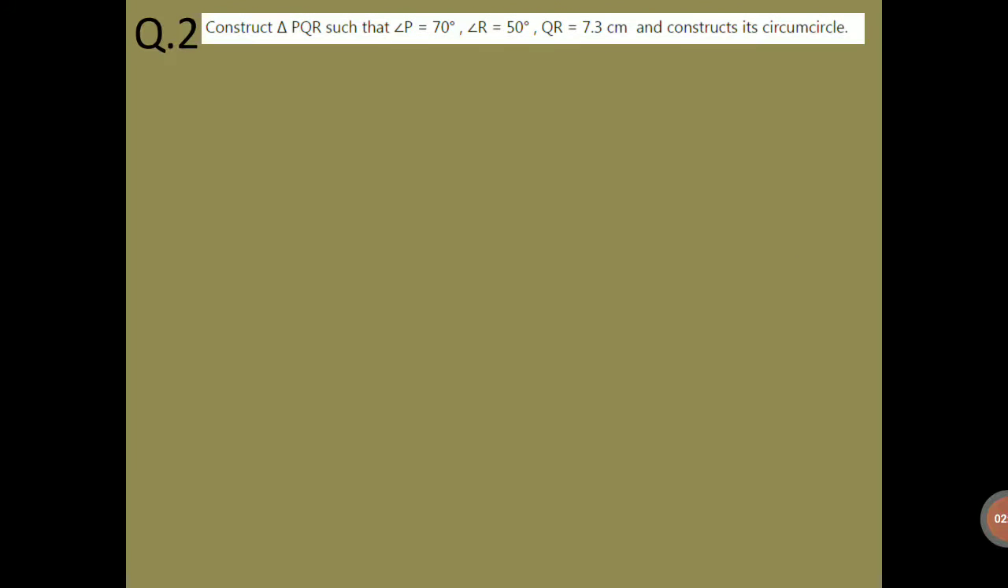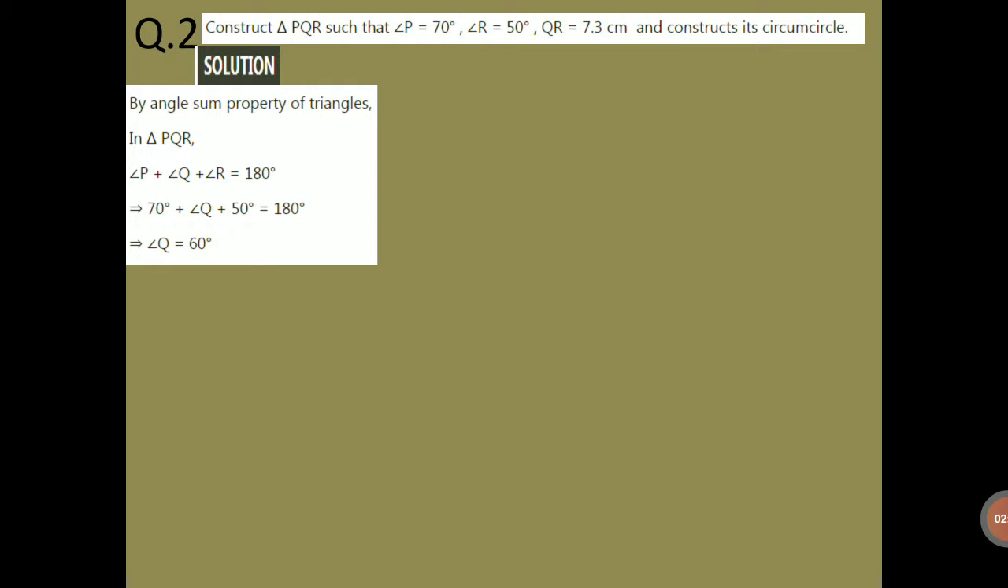Second question. Construct triangle PQR such that angle P is equal to 70 degrees, angle R is equal to 50 degrees, QR is equal to 7.3 centimeters, and construct its circumcircle. Circumcircle means outside the triangle. Solution. We don't have the value of angle Q, so first we will find it by the angle sum property of triangles.